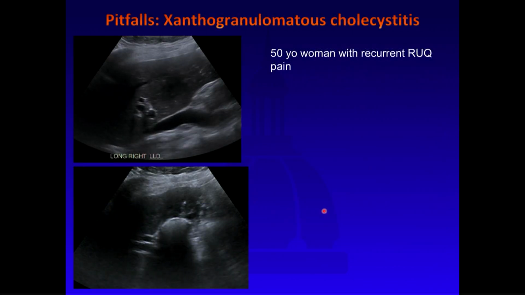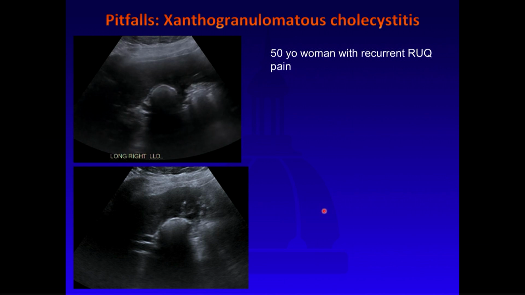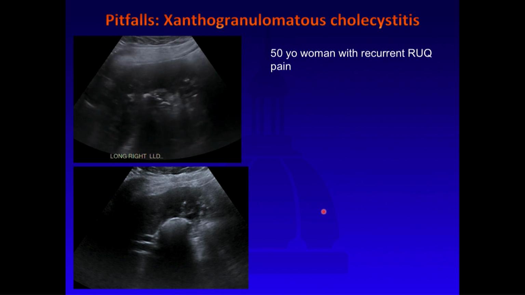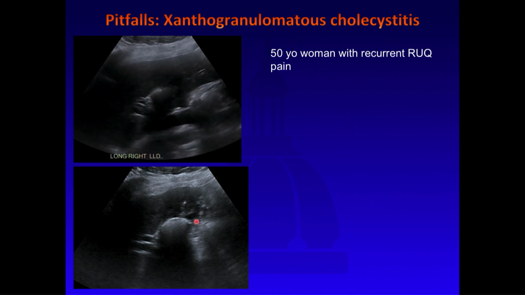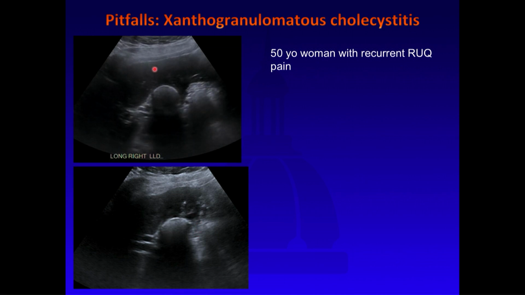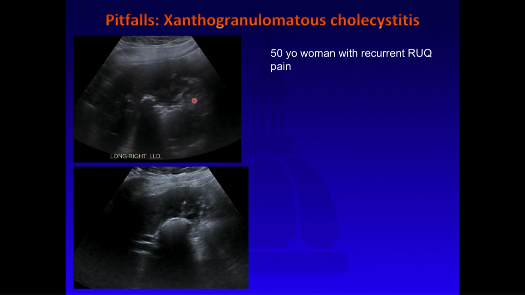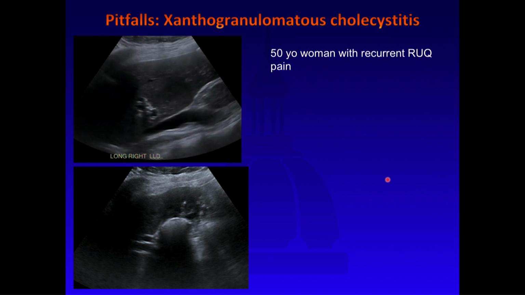Another pitfall is xanthogranulomatous cholecystitis. It is really very difficult to make the diagnosis prospectively, because these patients will come with a stone oftentimes, and then they have this gallbladder mass, basically, or marked thickening. For all the world, it looks like gallbladder cancer.